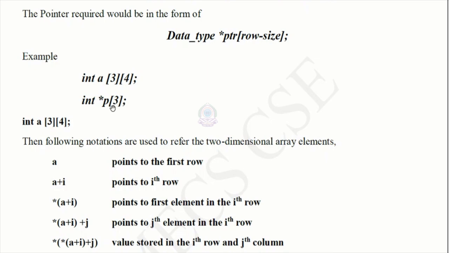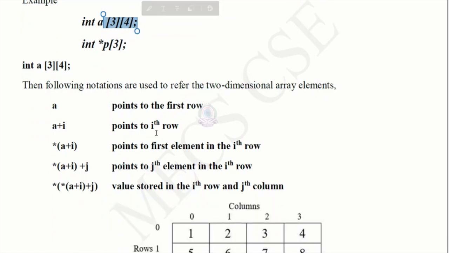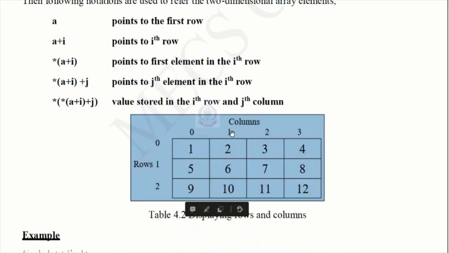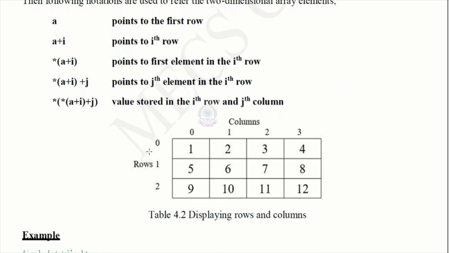For every pointer, we have to assign the first element of a row. If it is p[0], it is a[0][0]. Next, p[1] is a[1][0], and p[2] is a[2][0]. Likewise, we have to assign them. The first row is taken by the first pointer, the next row by the second pointer, and the next row by the third pointer. Three pointers we have to take.